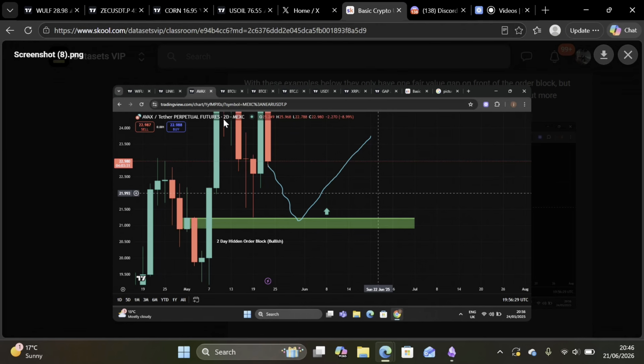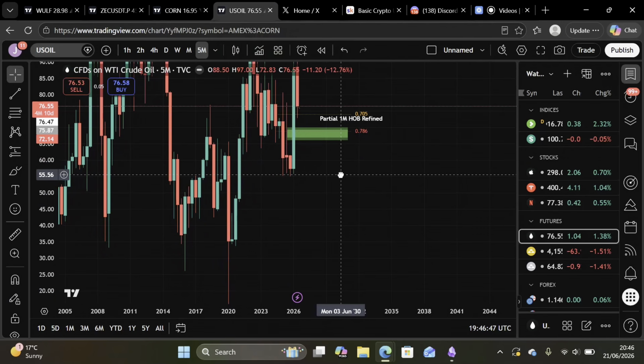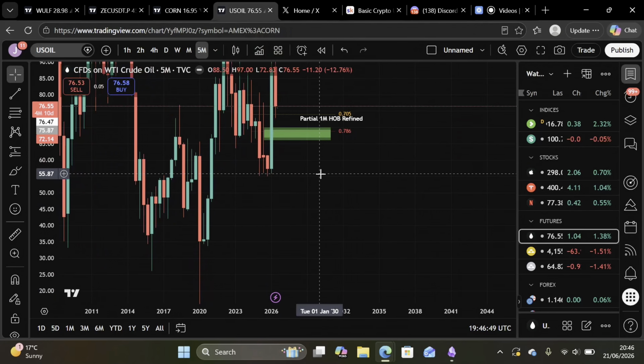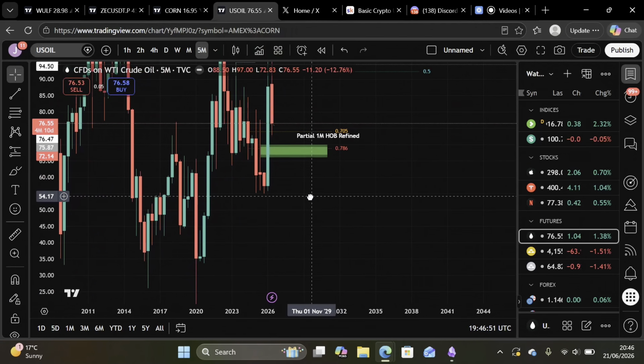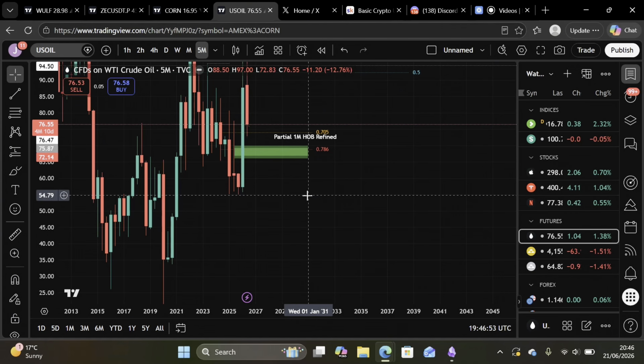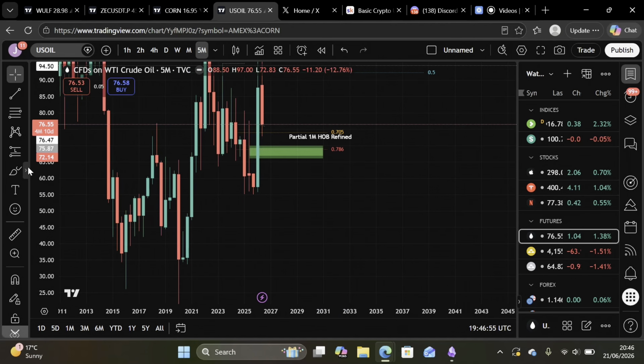Well, if you have a monthly hidden order block or a 3-month hidden order block, that's going to be more powerful than a 2-day hidden order block, because it's a month's worth of orders, or 3 months' worth of orders. So if I come over here to US oil, we know that we've had the huge run up with oil due to what happened with the war. Well, was the war just an excuse for price to move up though?